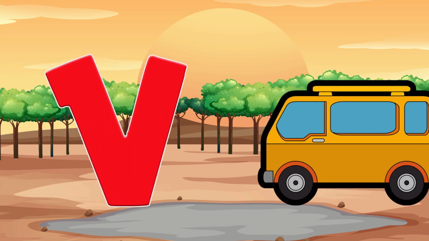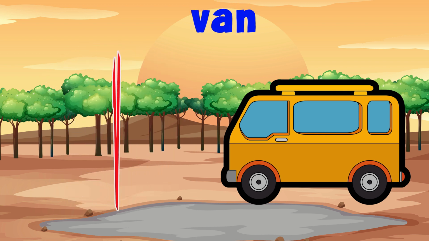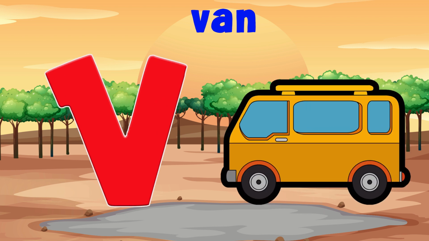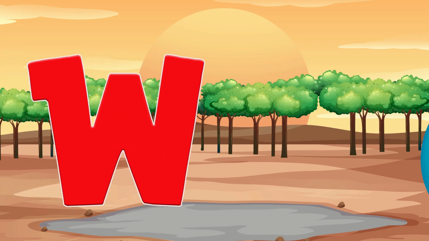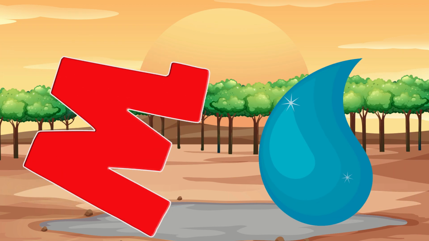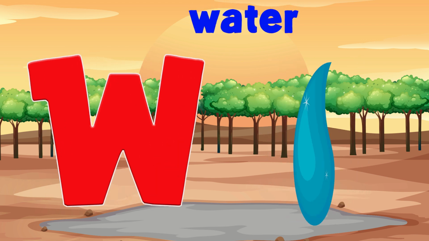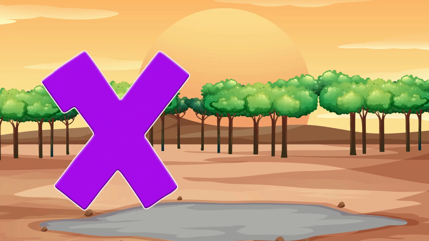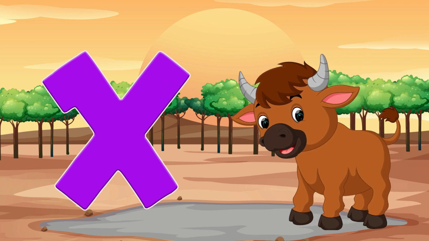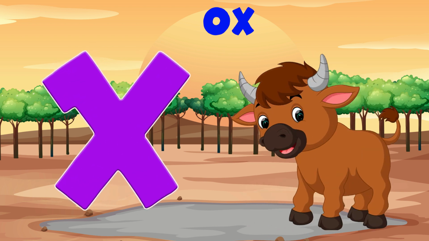V is for van. Van. V, van. W is for water. Water. W, water. X is for ox. Ox. X, ox.